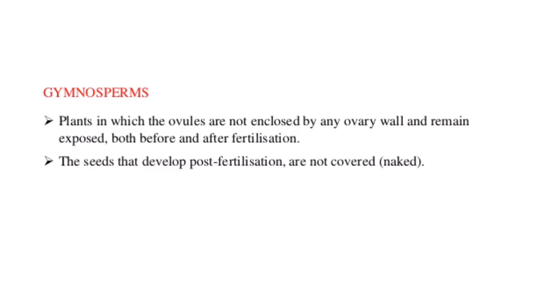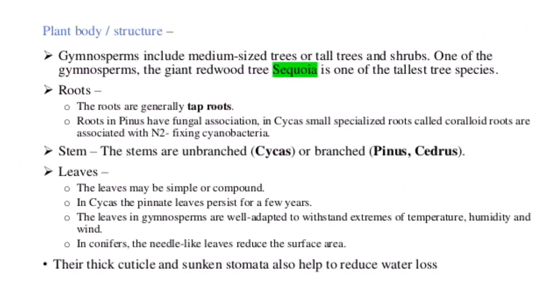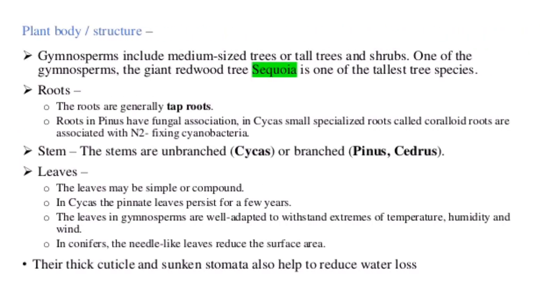Now see the gymnosperms, plants in which the ovules are not enclosed by any ovary wall and remain exposed both before and after fertilization. The seeds that develop post-fertilization are not covered, that is, naked. Gymno means naked and sperm means seed. Plant body. Gymnosperms include medium-sized trees, tall trees and shrubs. One of the gymnosperms, the giant redwood tree Sequoia, is one of the tallest tree species.